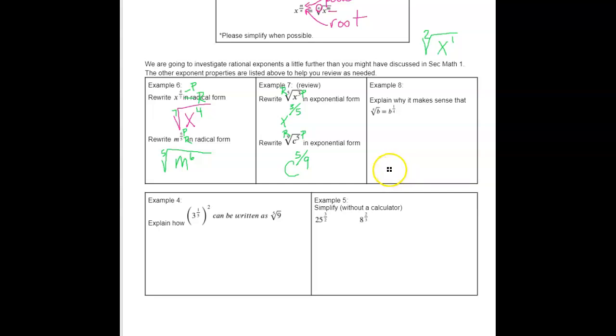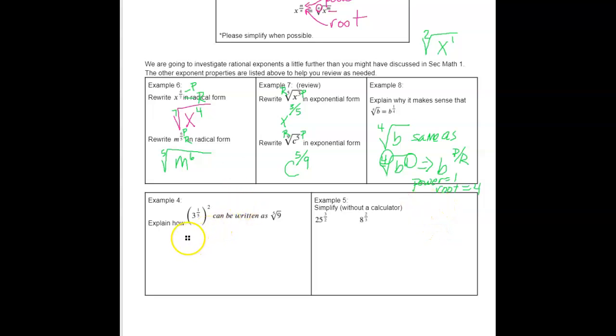Okay? Alright, so explain why it makes sense that the 4th root of b is equal to b to the 1/4. So I would write something like the 4th root of b is the same as the 4th root of b to the 1st. And then we know it's b to the power over root. So I know my power is 1 and my root is 4. So I would just say that power equals 1 and root equals 4.